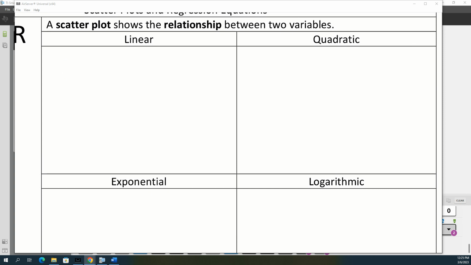So let's start with the linear. If there is a linear relationship with your scatter plot, it should form a line or something close to a line. Now, none of these are going to be perfect. There might be some points kind of out of position, but in general, overall, it forms a line.